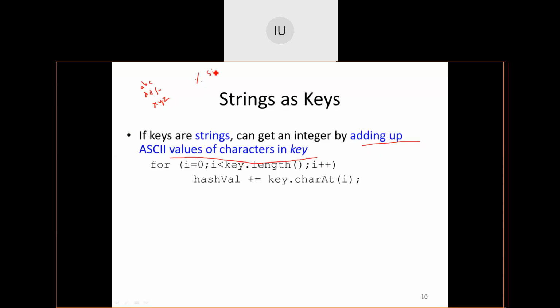Mod the table size. So what is the ASCII value for small a? Can anybody comment quickly? ASCII value of small a. 97, it is correct. So if I want to find the position of ABC, I will do 97 plus 98 plus 99, and whatever value I get, mod the table size. Say the table size is 7. It will give me a value between 0 and 6. That position will be held by that particular string value. This is how strings are mapped.